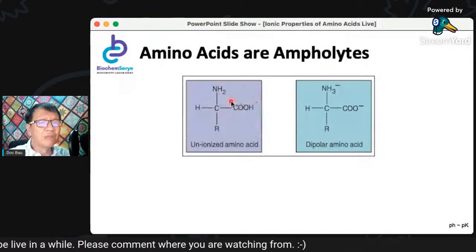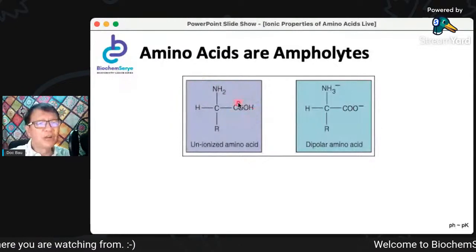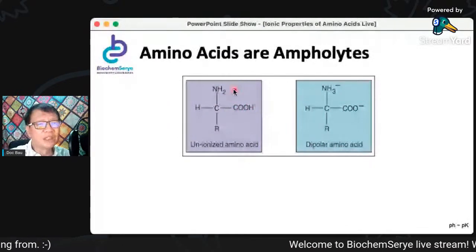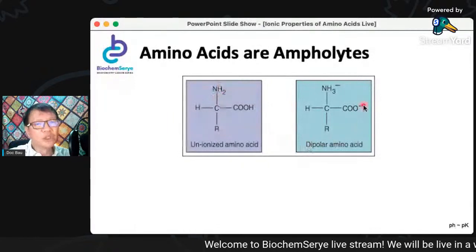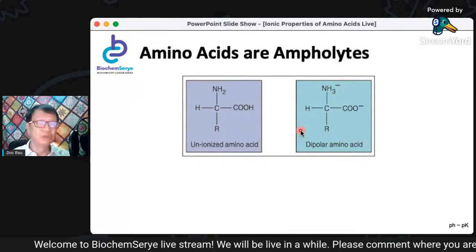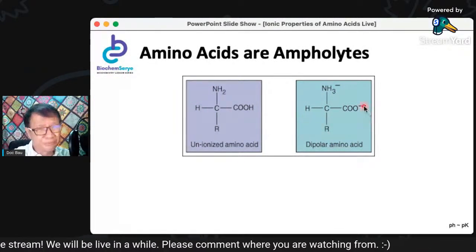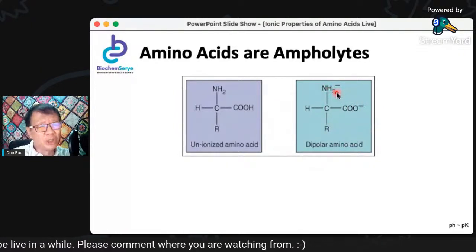Again, you have your alpha carboxyl group and you have your alpha amino group. So your alpha carboxyl group has the hydrogen, then you have your amino group. In solution, water ionizes into hydrogen ion and hydroxyl ion. We'll go to this later on.